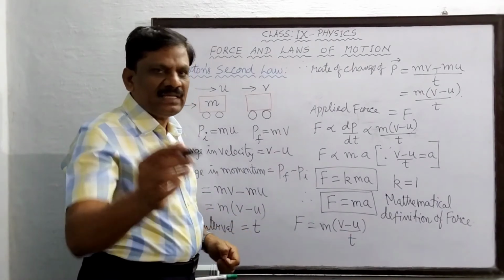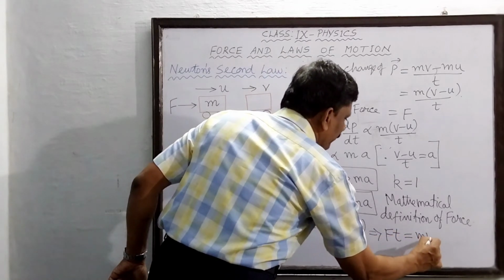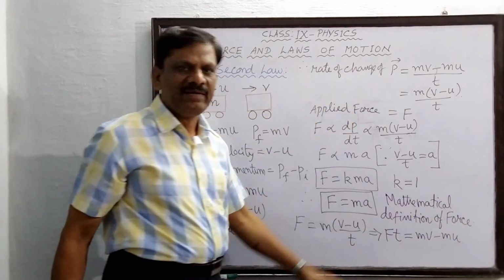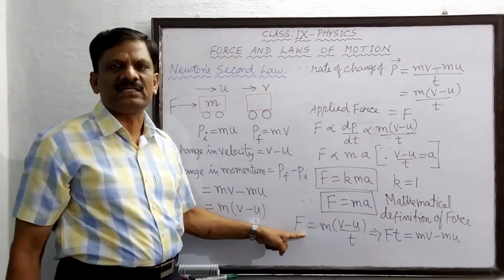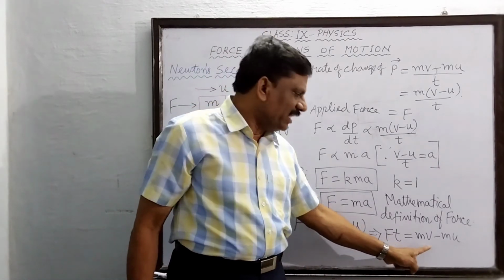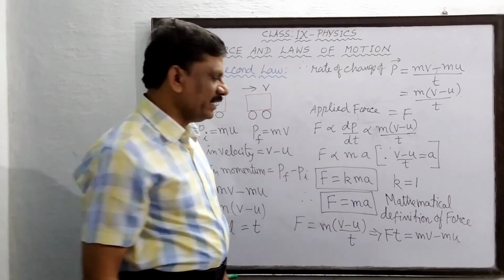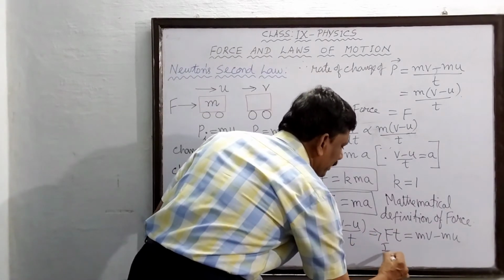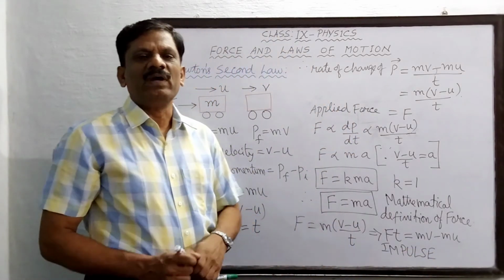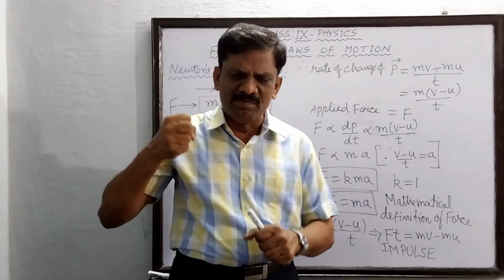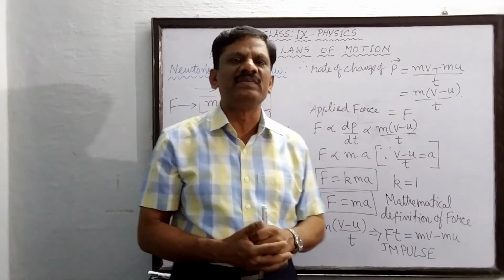Now in the same equation, this implies force into time taken is equal to mv minus mu. Is it not? I can rewrite Newton's second law in different forms like this. So force into time, F into t, is equal to final momentum mv minus initial momentum mu. In your higher class you are going to study that the product of force and time taken is called impulse, the impulse of the force. The impulse caused by the force is defined as the product of the force acting on the body and the time for which the force acts on the body.